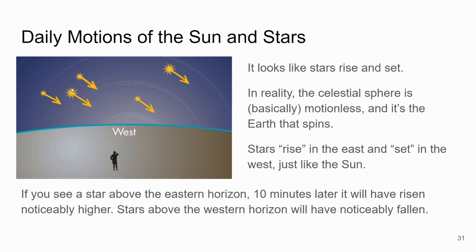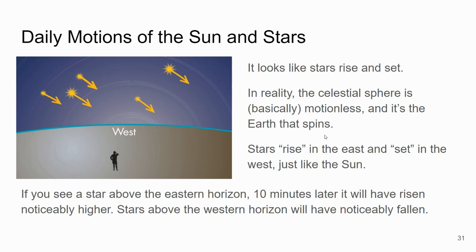But on any given night, if you look up at the sky, it's going to look like some of the stars are rising and setting. So I have those things in scare quotes down here. Stars rise in the east and set in the west, just like the sun. The sun, of course, doesn't actually move across the sky. What happens is the sun basically stands still, in a sense, and the Earth spins. And because we can't tell that we're spinning, it looks like the whole sky is moving around us and the sun is moving around us.